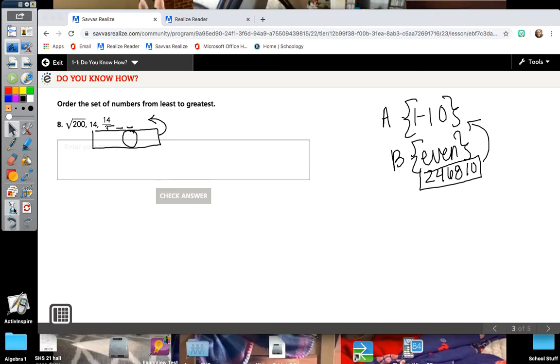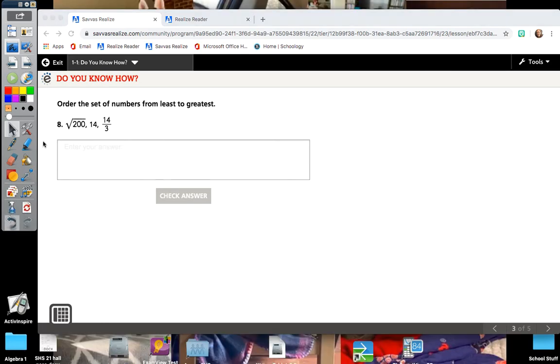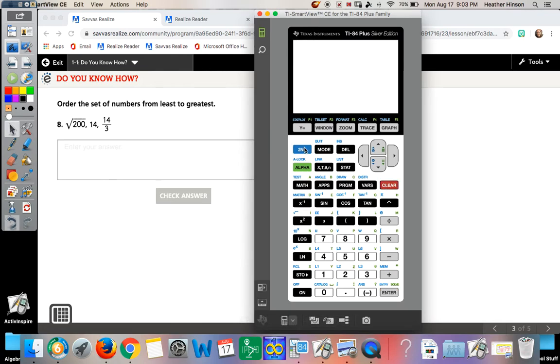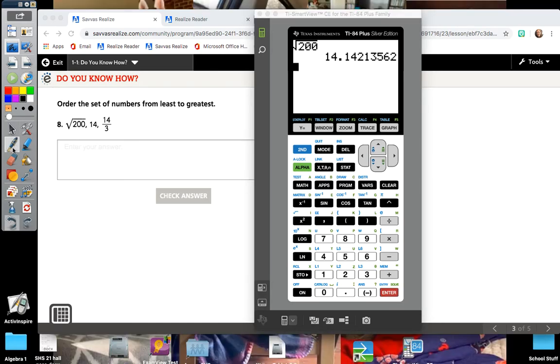Number 8, ordering least to greatest. Again, you just want to check these with your decimals. That's going to be the easiest way to go about this. So if we check our decimals, we want to do square root of 200. So second x squared gives you square root and then 200. So we can round this off to 14.14.